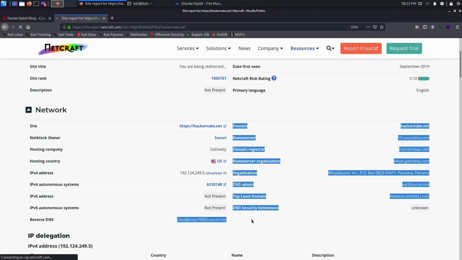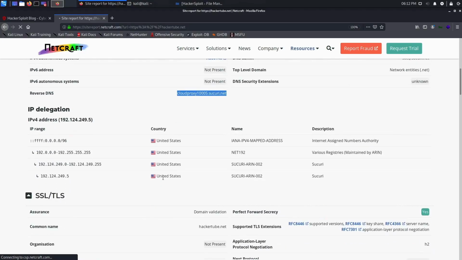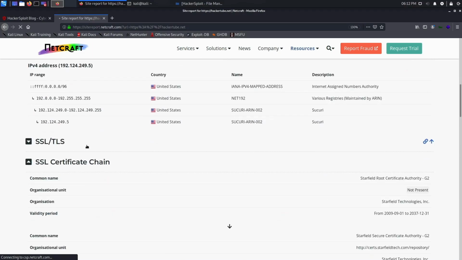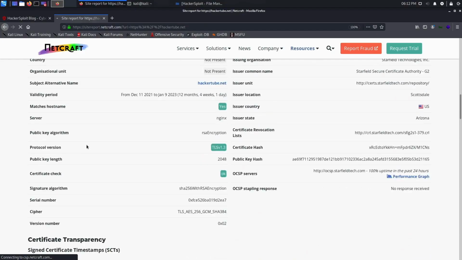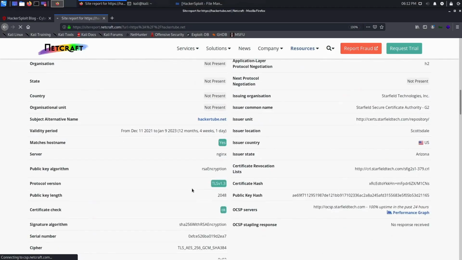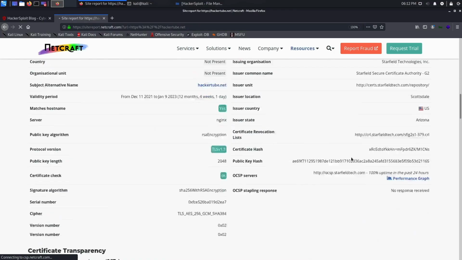And then, of course, the reverse DNS lookup points towards the following cloud proxy security domain there. As for the IP delegation, you can see all of the IP address is owned by Securi, which makes sense. Apologies for that. And of course, you also have the SSL certificate information, which tells you when it's going to expire, and of course who it was issued by. In this case, it's issued by Starfield Technologies.